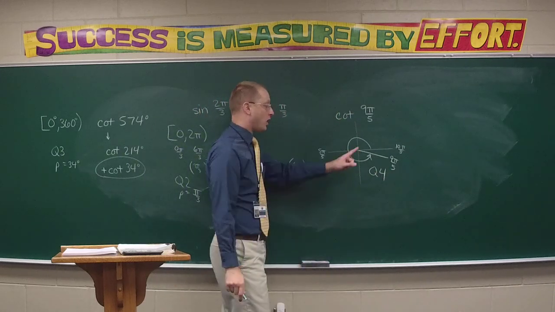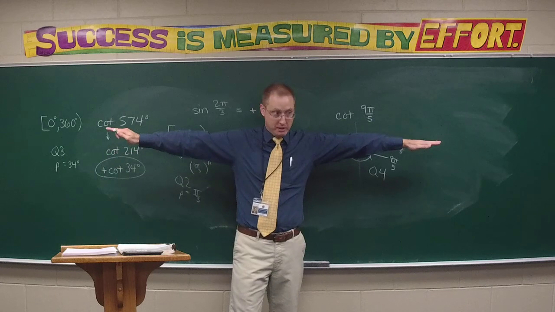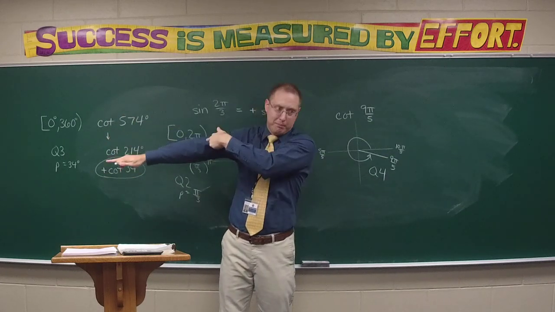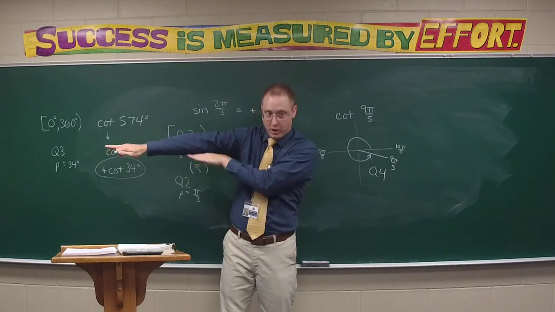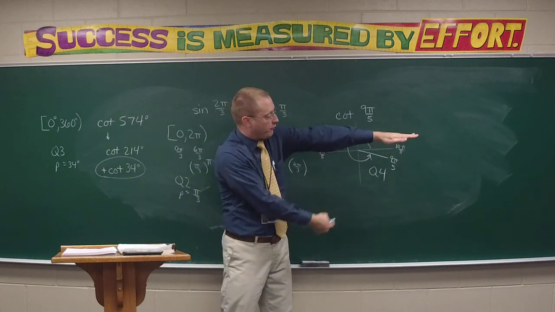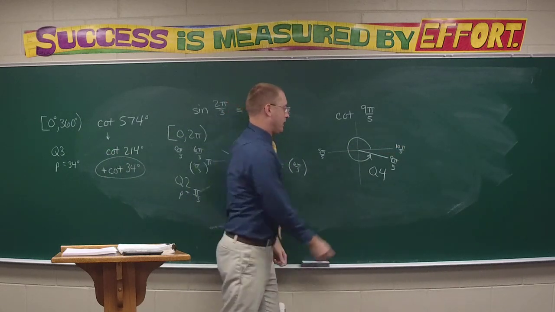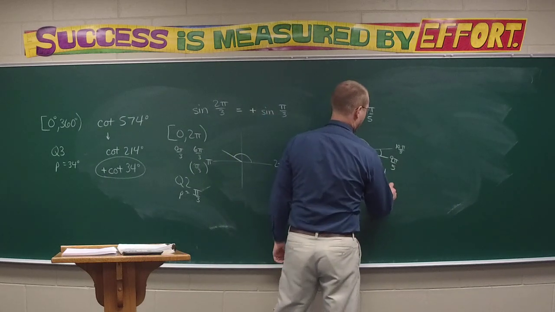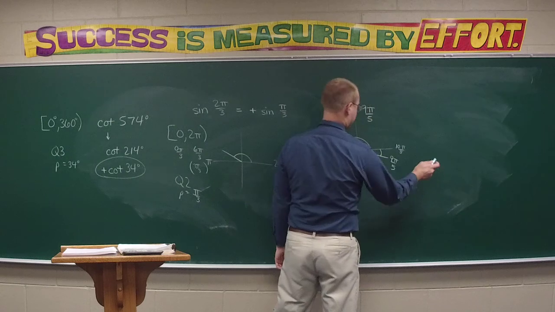How far in quadrant 4? Again, you always measure from the x-axis. If we were in the second quadrant, we'd see how far from 180, or pi. In the third quadrant, how far from 180 or pi. But we're in the fourth quadrant. How far from 360 or 2 pi? Pi over 5. So, reference angle, pi over 5.